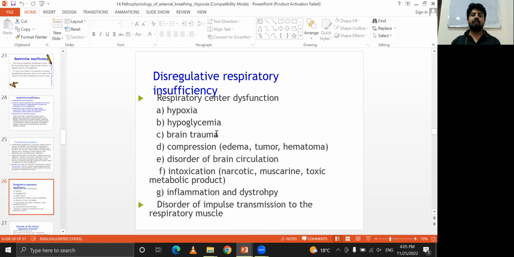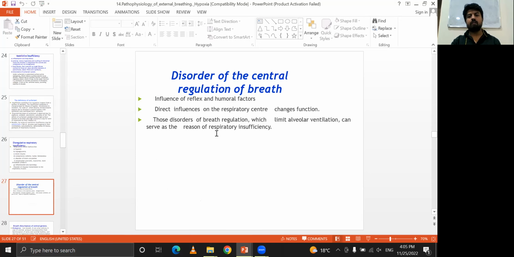So respiratory center dysfunction occurs in hypoxia, hypoglycemia, brain tumor, brain trauma, compression like edema, tumor, or hematoma, a disorder of the brain circulation, intoxication like narcotic, toxic metabolic products, inflammation and dystrophy, and disorder of the impulse transmission to the respiratory muscles. It will follow when any kind of nerve to the respiratory muscles is damaged.